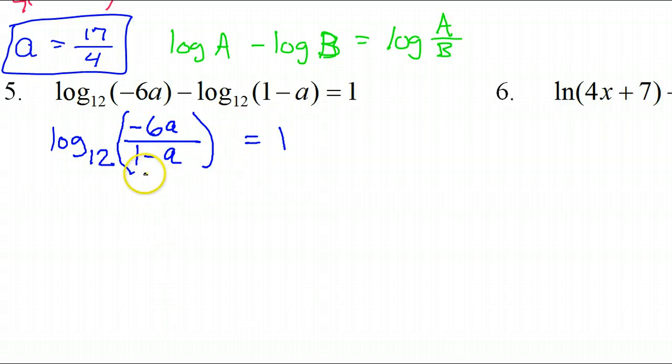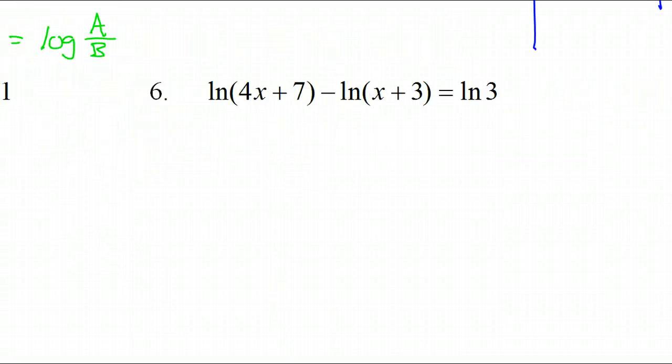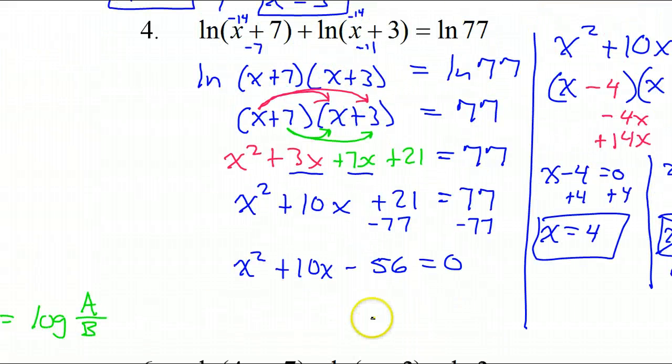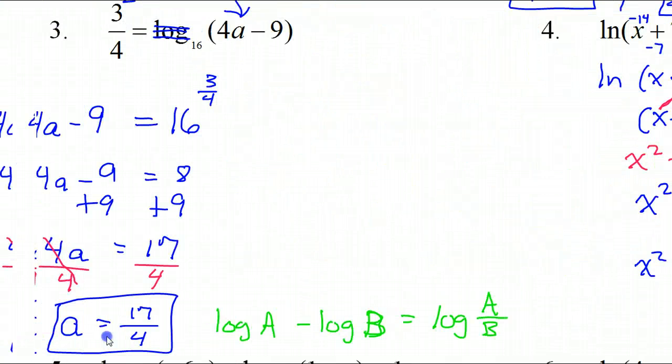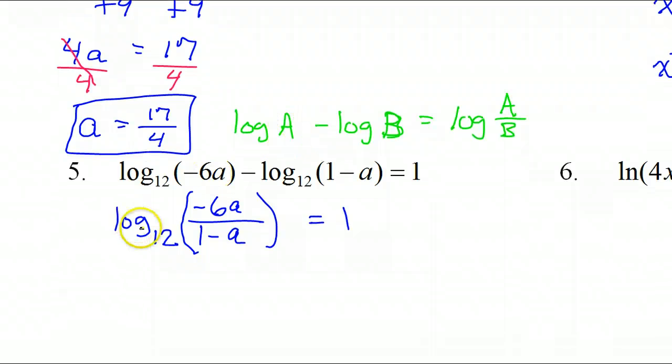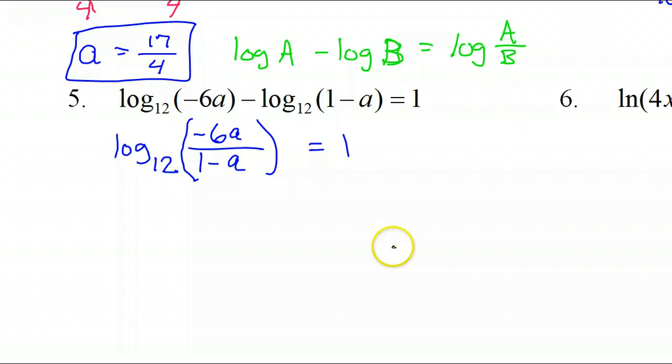Okay, so I condensed. Great. Now, I only have log on one side. So this is not one of those deals where, like before, when I had a log on both sides, I could drop those logs out. Instead, because I have only a log on one side, I need to rely on writing this in exponent form.